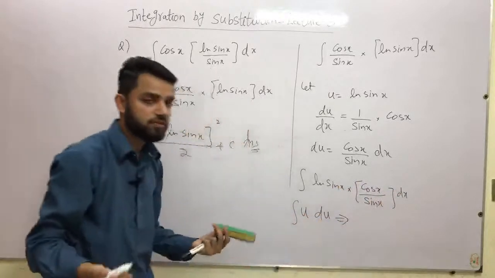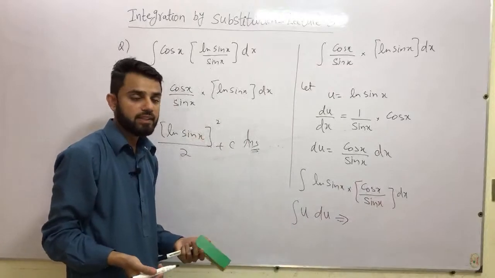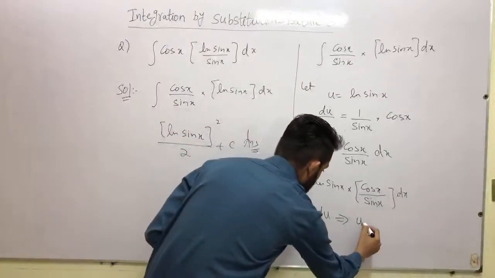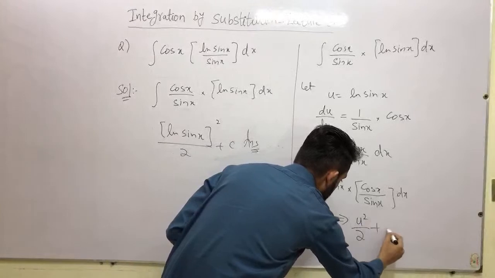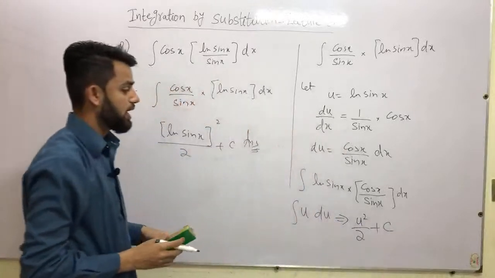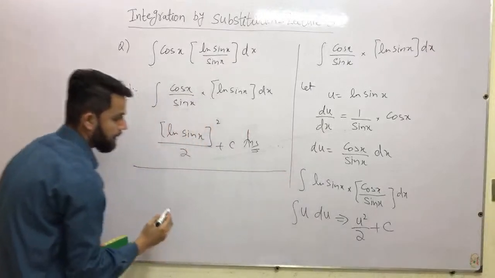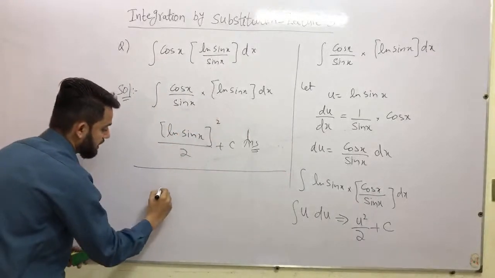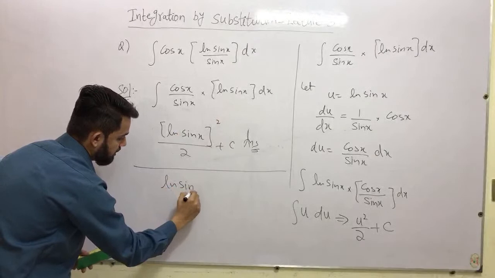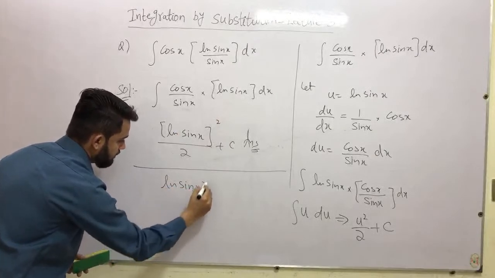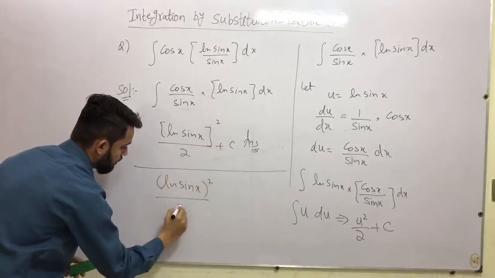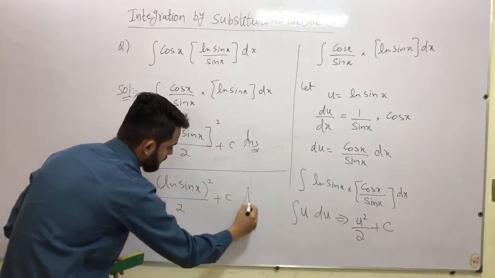Now integration of u, simply apply the power rule, it would be u squared over 2 plus c, and then you have to plug the value of u back. So I am going to write it here. What is u? u is ln of sin x. So ln of sin x squared over 2 plus c. So this is our answer.